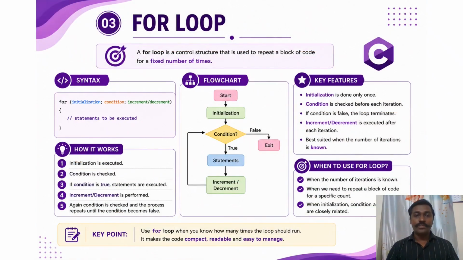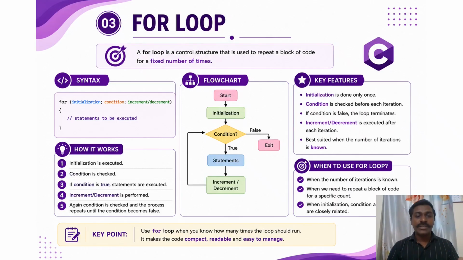Let's see the for loop. What is a for loop? A for loop is a control structure that is used to repeat a block of code for a fixed number of times. The syntax is for, in brackets, initialization, condition, and increment or decrement, and inside the braces the statements to be executed. So how does it work?